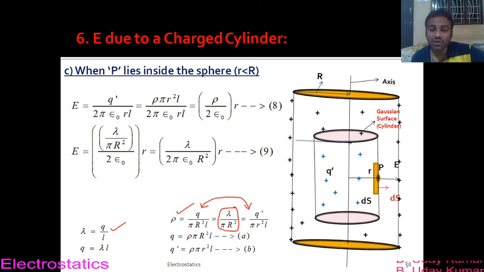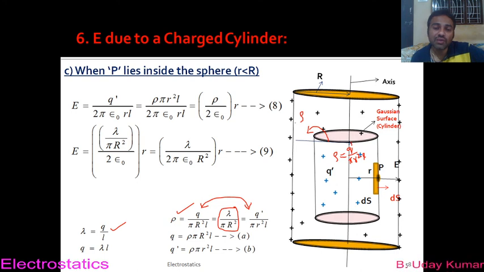Why? Because this Gaussian cylinder is part of the bigger cylinder, and hence the density of the bigger cylinder and smaller cylinder will be same. Remember, when the Gaussian cylinder is present inside the charged cylinder, it is going to be the part of the bigger cylinder, right? So whatever the volume charge density this charged cylinder has, the same volume charge density this Gaussian cylinder also will have, and hence the volume charge density of this cylinder is going to be the charge that is present inside it, which is q dash, and its volume, and hence I can write it as pi r square L, which is the volume of this Gaussian cylinder.